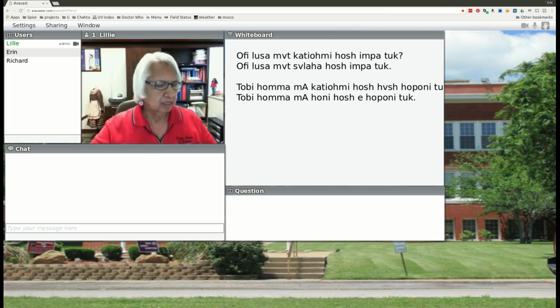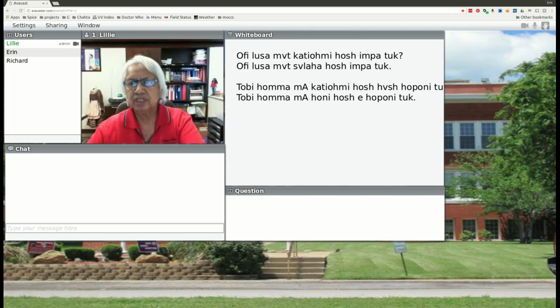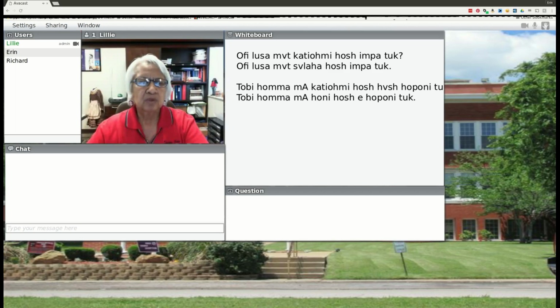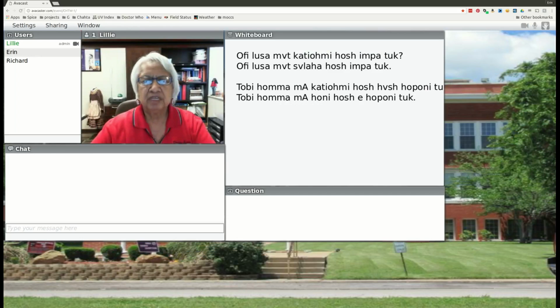Just a couple of examples here. Some of these words you have not had in your vocabulary. But let's take a look at the phrase as the subject of the sentence. Ofilo samat katil mihush impatuk. How did that black dog eat?